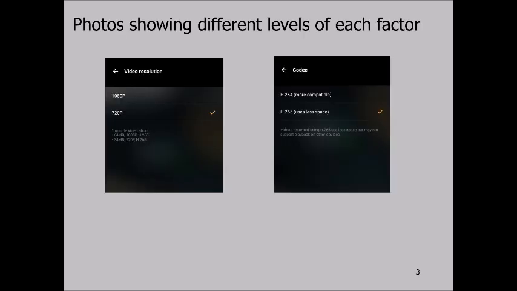On the screen, two photos are showing the factors and their levels. The first factor is video resolution and the levels are 180p and 720p. Another factor is codec, with two levels, H.264 and H.265. The third factor is the type of object recorded: one is a moving object, another is a stationary object. You can take any other factor also, such as brightness, dark or light, or many other factors.